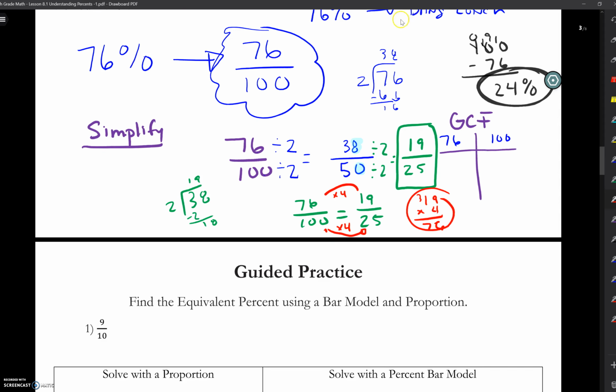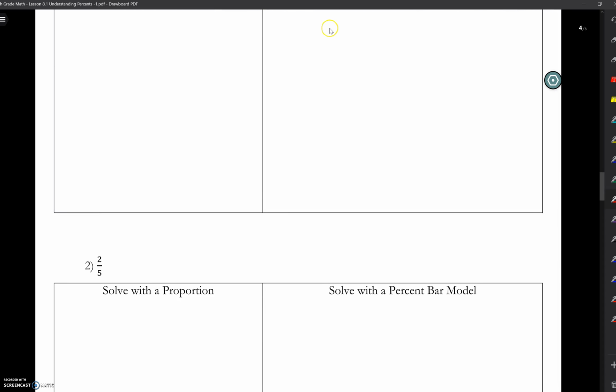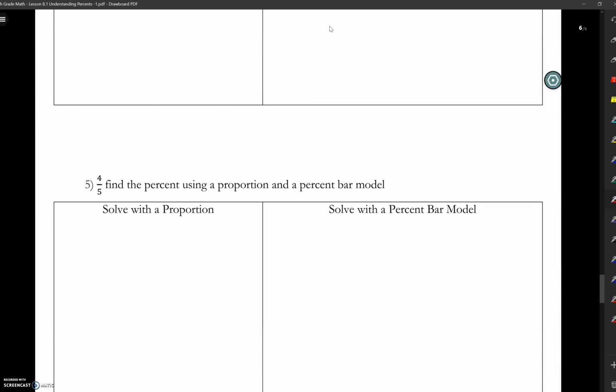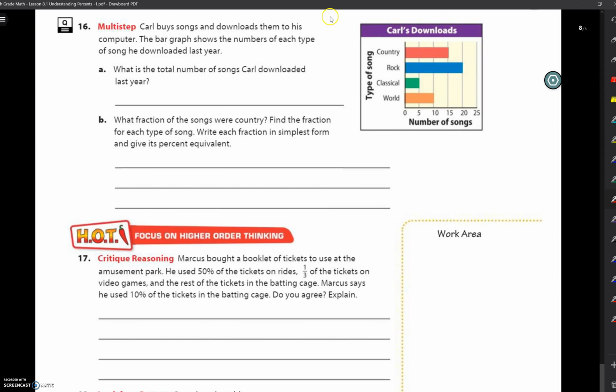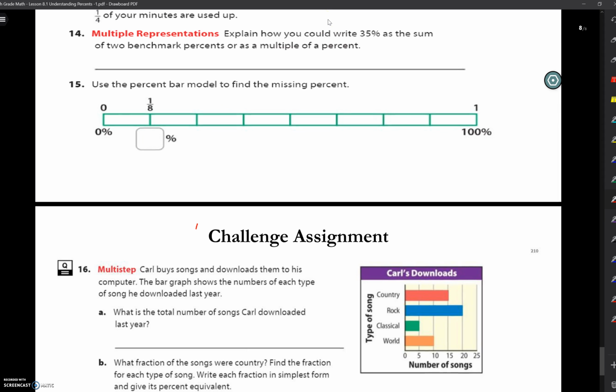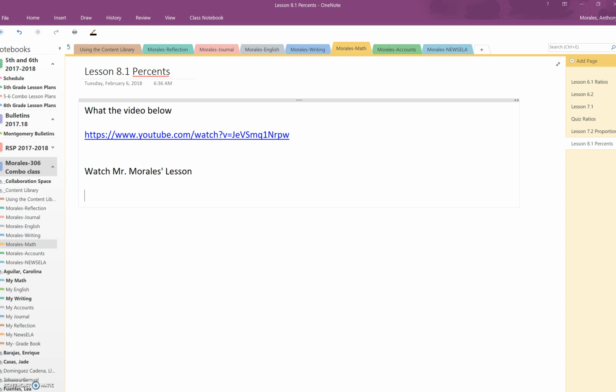Now what I want you to do is go ahead and do the guided practice, go ahead and do the collaborative practice, go ahead and do the independent, and then I have a challenge here, and this is going to be for those of you that finished to see if you can get done. Let's do the challenge. What I do want to remind you is before you do this, you should have watched the video on YouTube from another person. Watch this video. Mr. Morales' lesson will be down here on the bottom. Please watch this lesson as it will help you learn percents.